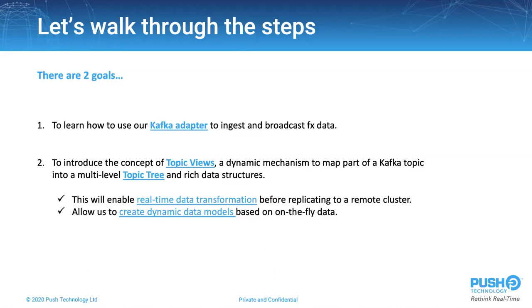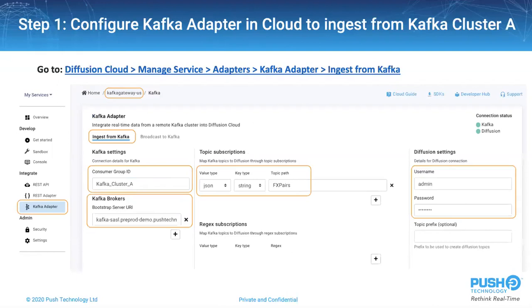But in this case, we're just going to go over the surface of topic views and the idea of how we can dynamically create or map part of this Kafka topic or firehose into a multi-level topic tree and rich data structures. The idea is that we can enable, in real time and on the fly, the replication of fine-grained data within that firehose into a remote cluster. So let's take a look at what the steps are to make this possible. By the end of these few screenshots, we're going to go to Diffusion Cloud and see it in action.